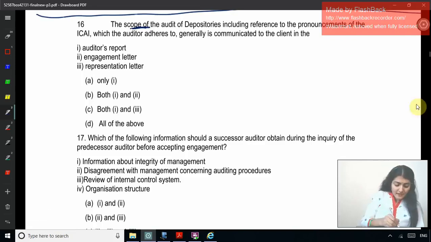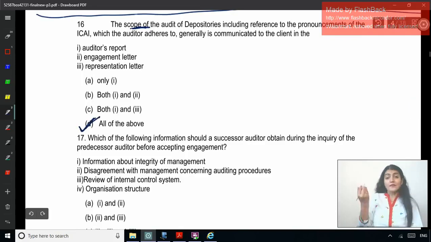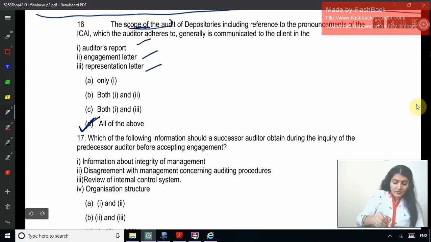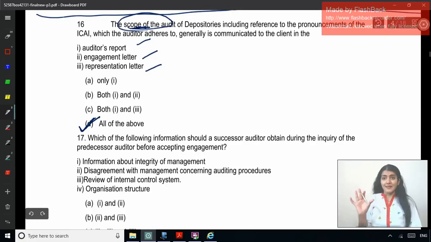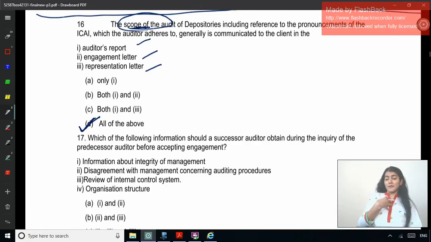Right, so what is the correct answer over here? D, yes, which is all of the above, right? Audit report, engagement letter and the representation letter. Right, scope of audit is mentioned, the objective and scope of audit. Right, so in representation also the management makes it clear regarding what is their responsibility, what is the auditor's responsibility.